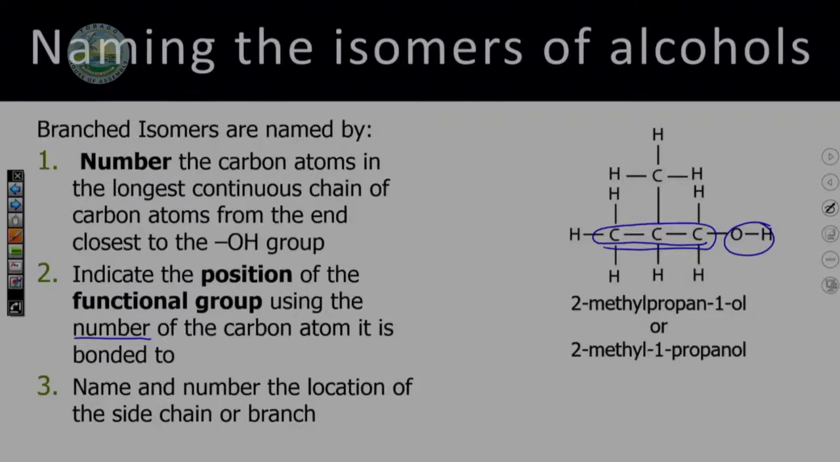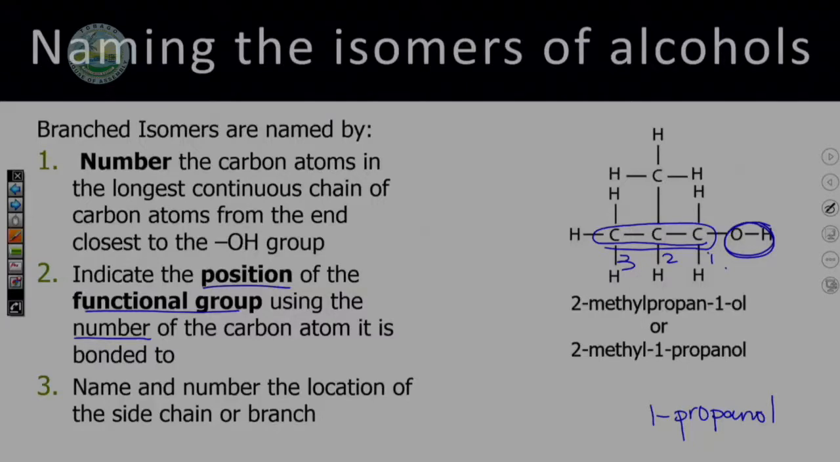We could have gone 1, 2, 3 otherwise, but this is the longest chain that we are looking at here now. So next, we say you have to indicate the position of the functional group. The functional group is found on the first carbon. 1, 2, 3. So it's found on the first carbon. And of course, lastly, this is where we're going to get the name 1-propanol, because the OH group is found on the first carbon.